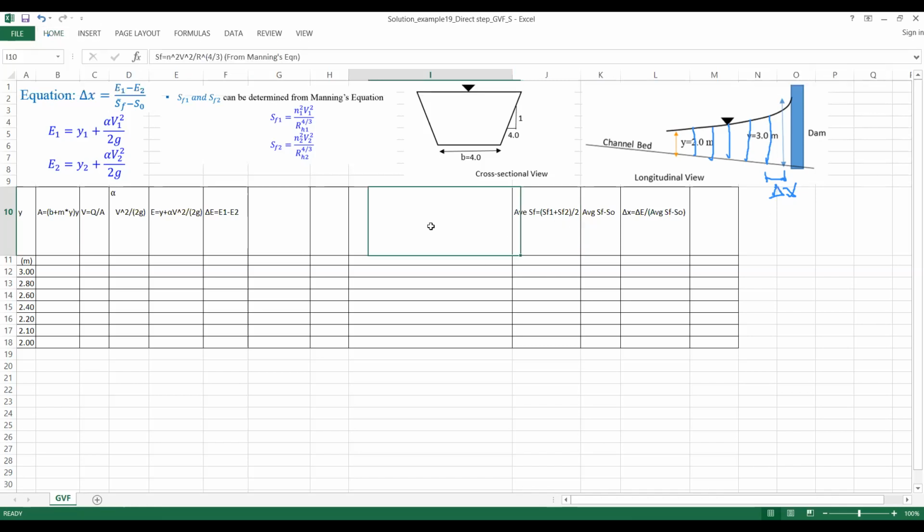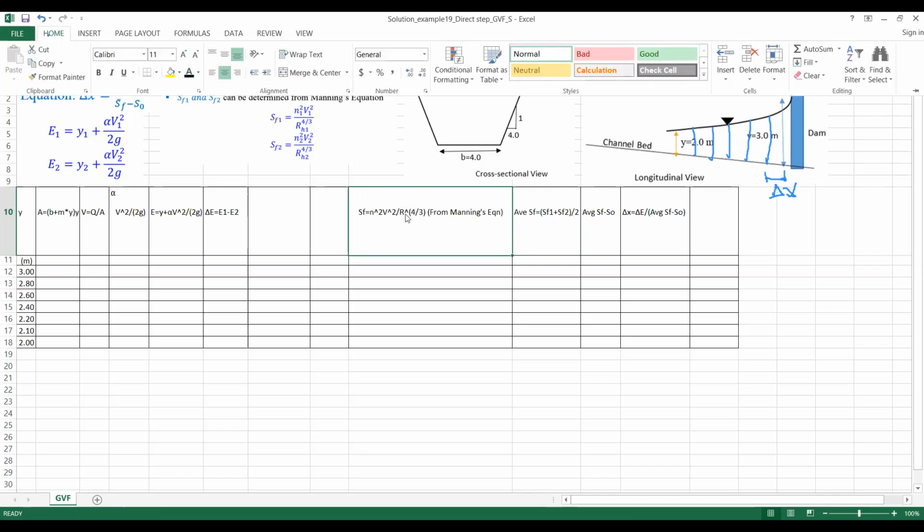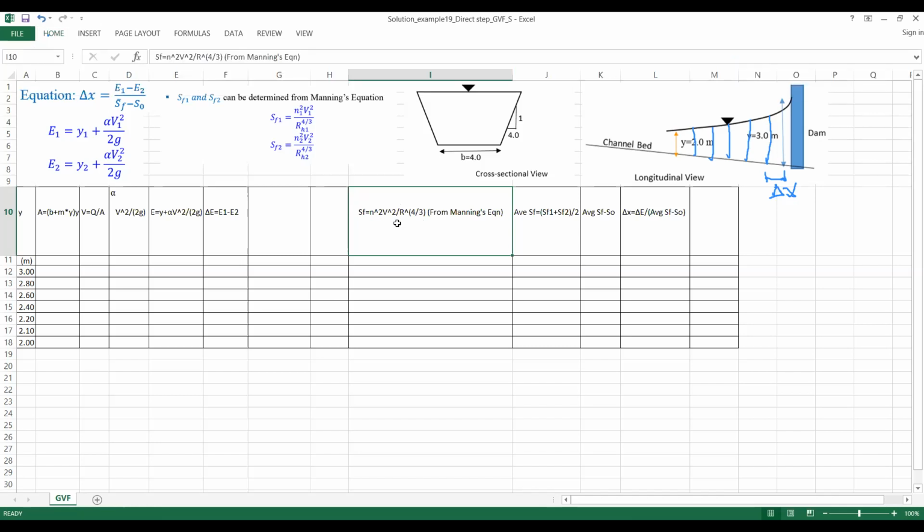Okay, so the main thing now is we have to calculate the friction slope 1, right? From Manning's equation, if you rearrange the whole equation, you will get this expression: n square v square over rh to the power 4 over 3 for SI system, since everything is in SI system. So that is the equation you will get for SF. Now you see, we already know the V. The only thing we don't know is the hydraulic radius. So we have to find the hydraulic radius.